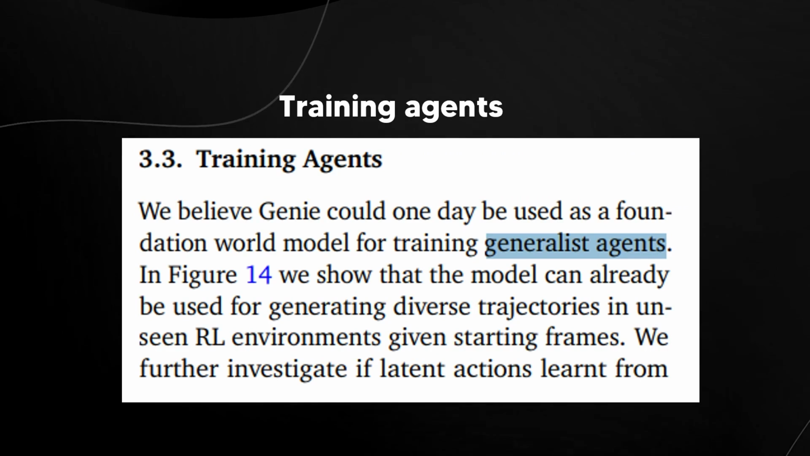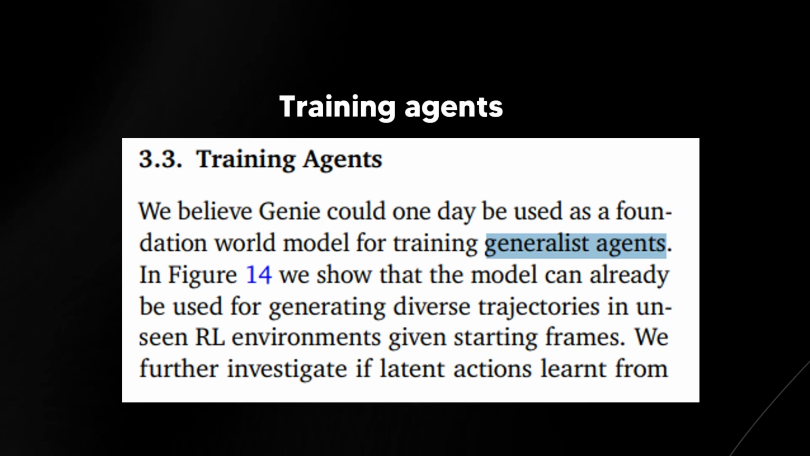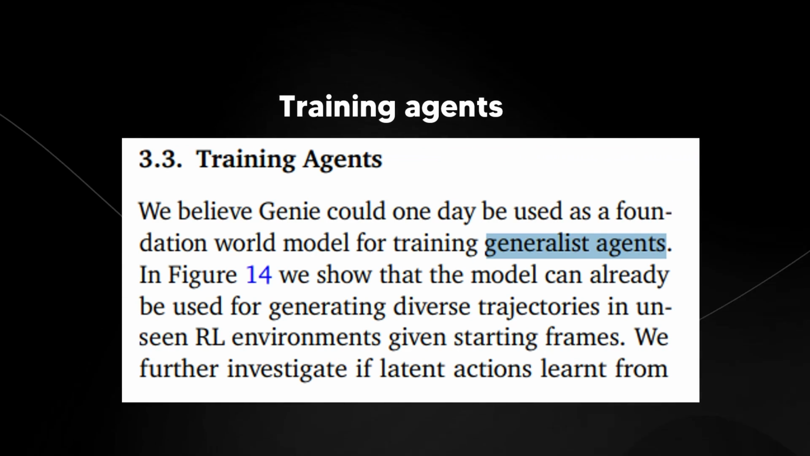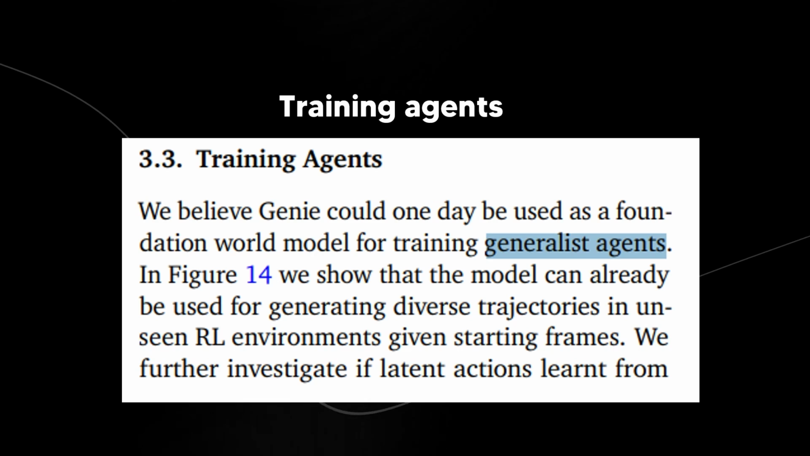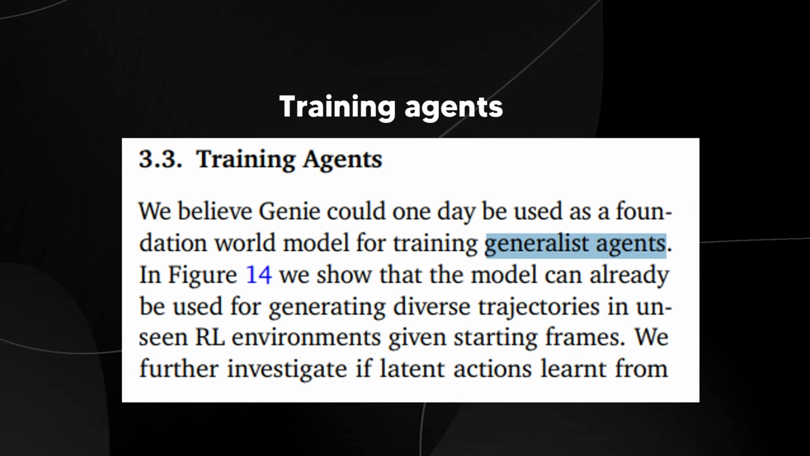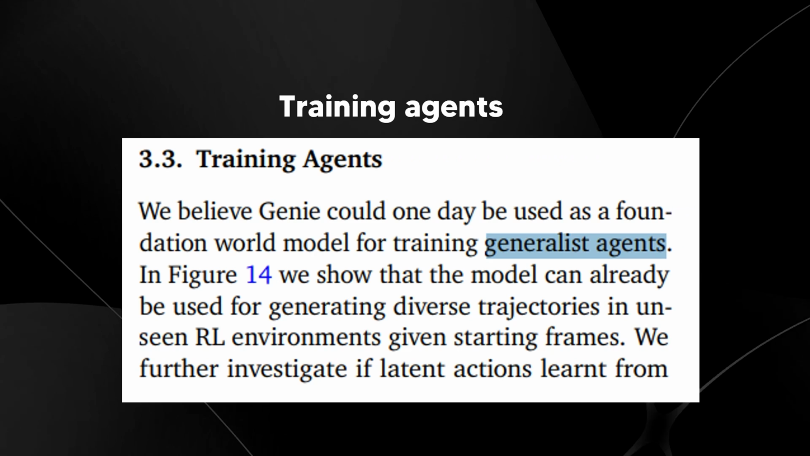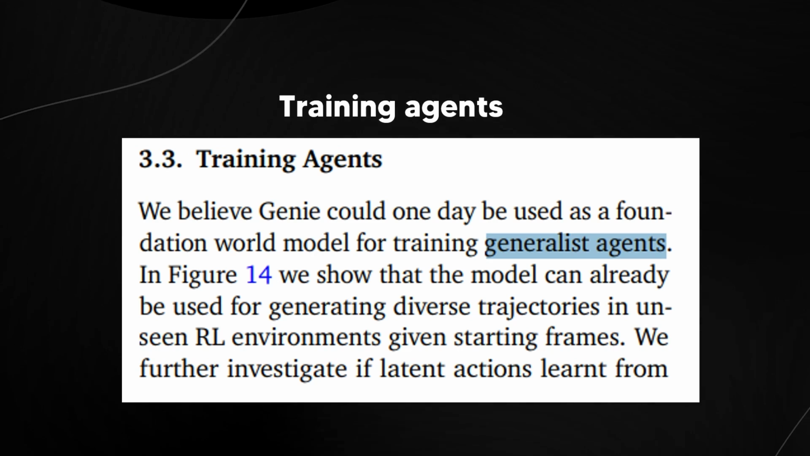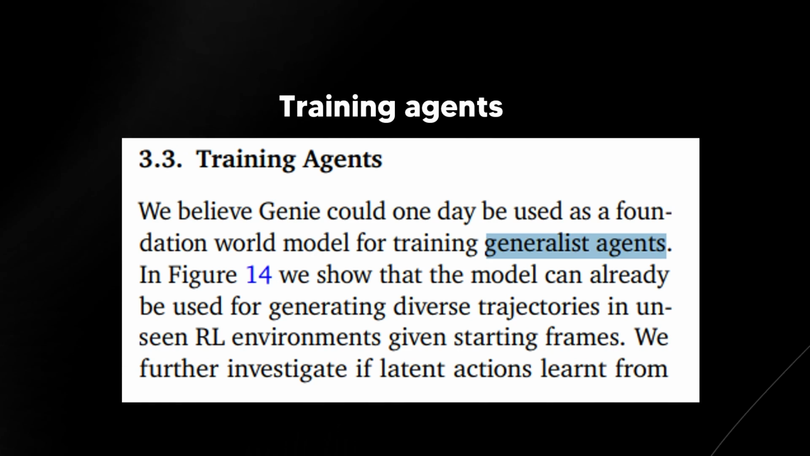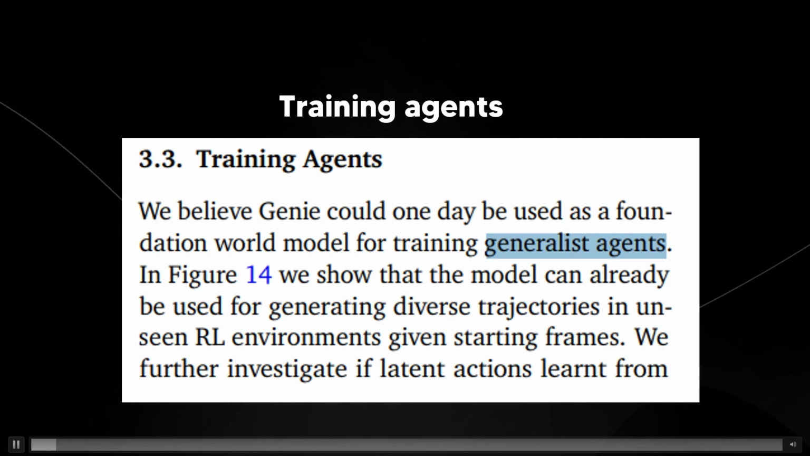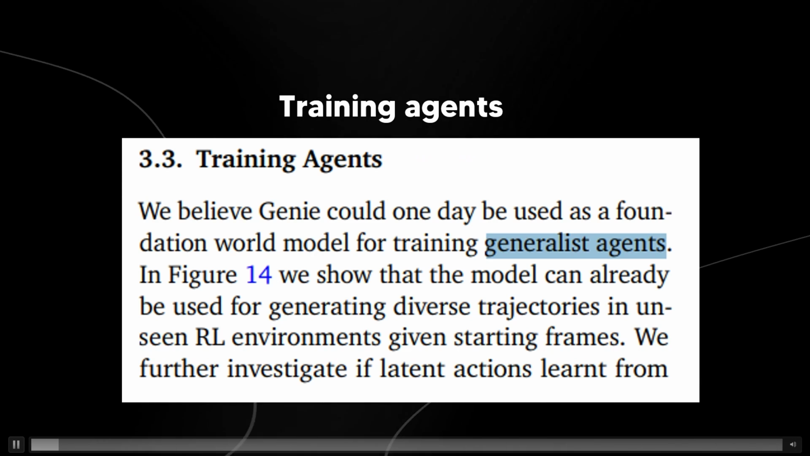Another thing they talked about in the paper was, of course, training agents, and they stated that we believe that Genie could one day be used as a foundational world model for training generalist agents. So in figure 14, we show that the model can already be used for generating diverse trajectories in unseen reinforcement learning environments given starting frames. And we further investigate if latent actions learn from and so on. Essentially, I'm going to explain this to you guys, because this is the part of the paper that I read where I was like, yo, this is pretty crazy.